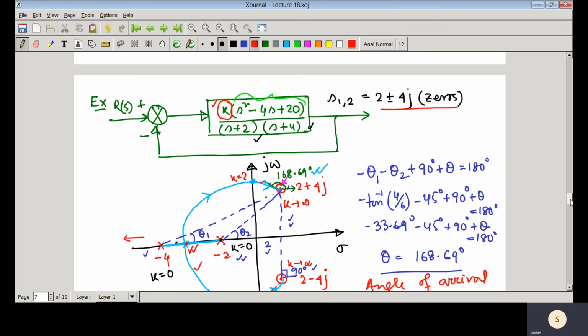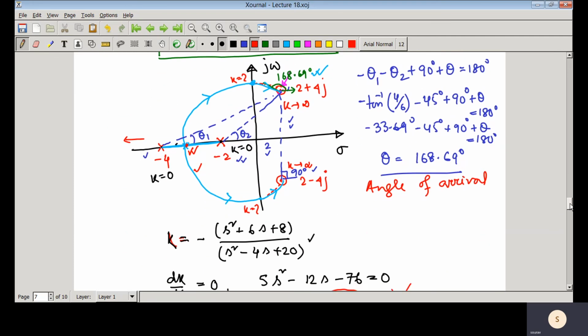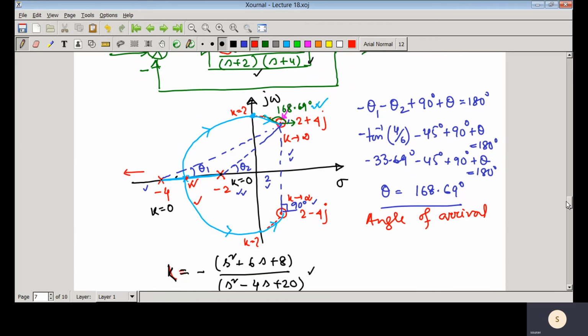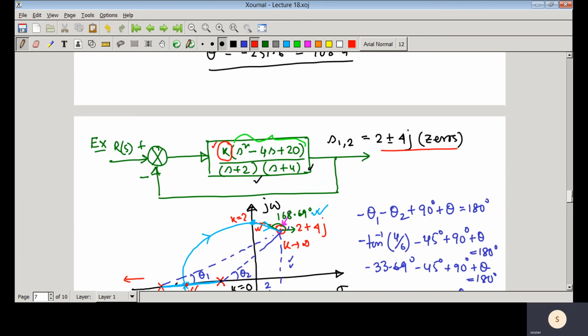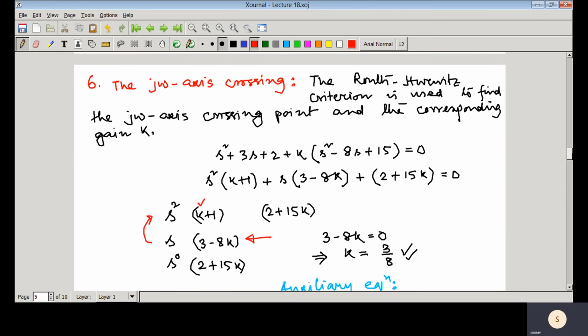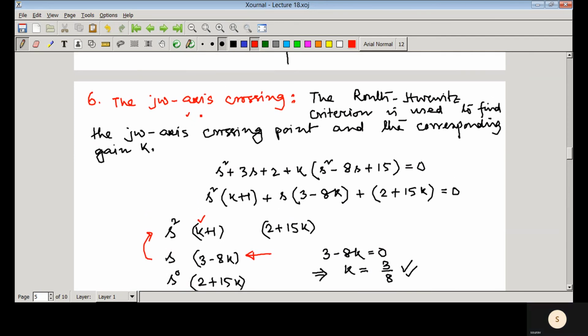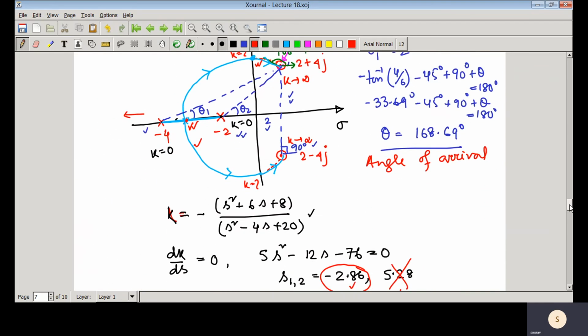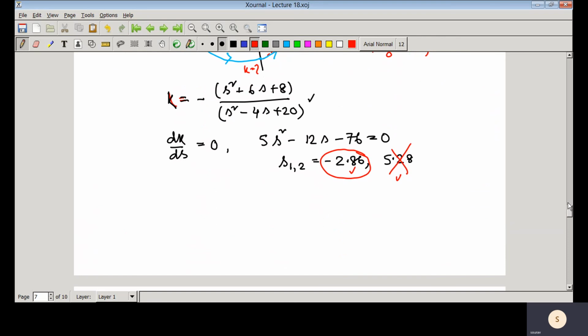So in this particular example, what we have seen, this is that closed loop system, and if we just consider that transfer function, we can see that it has that complex conjugate 0. So we can find that angle of arrival, and we have calculated it, and this is that breakaway point. And then we can see at what value of k it crosses that imaginary axis. So from rule 6, for finding that one, we need to apply that Routh-Hurwitz criteria, and from Routh table we can find it.